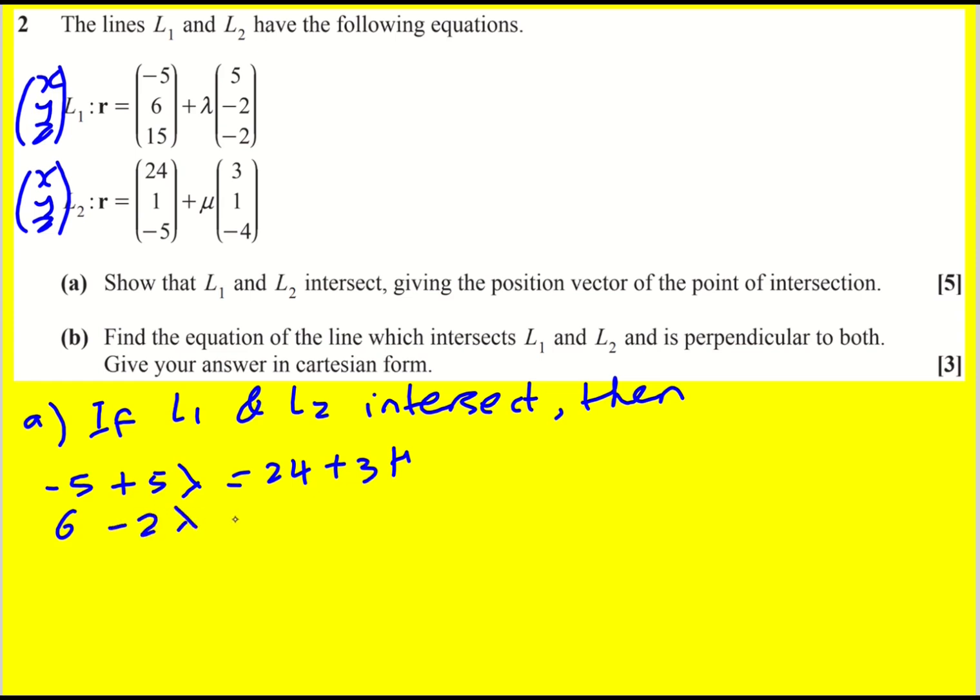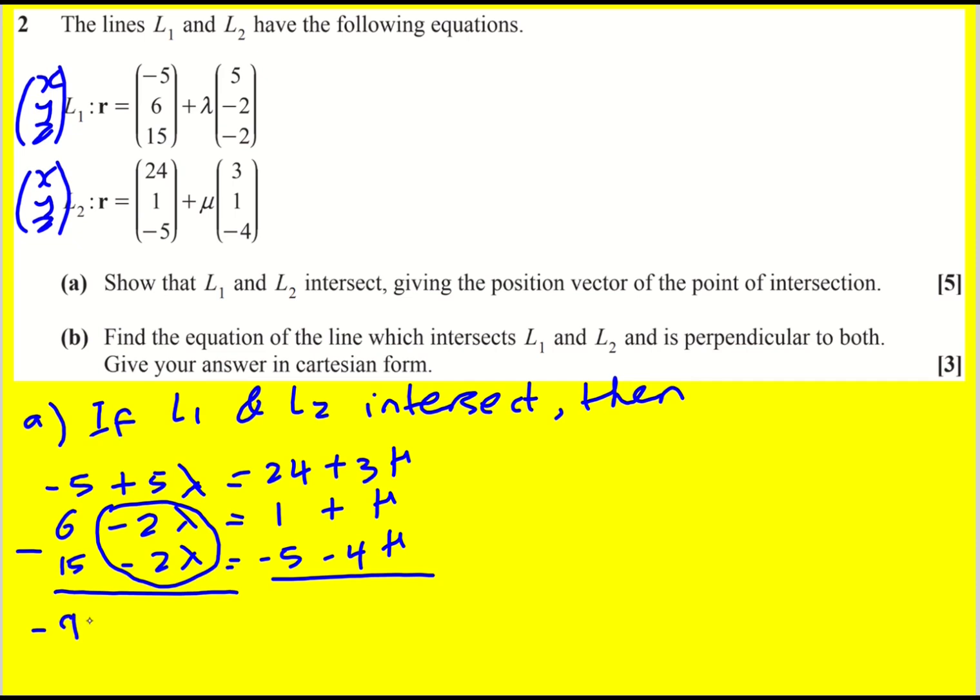6 minus 2 lambda is equal to 1 plus mu. 15 minus 2 lambda equals -5 minus 4 mu. So I'm going to solve a pair of these to get a solution for lambda and mu, and then just put it back into the other one to show that it works there as well. If it doesn't, it means that they don't intersect. So in fact, I'm going to take the bottom two because we already have the same coefficient here. I'm going to subtract them.